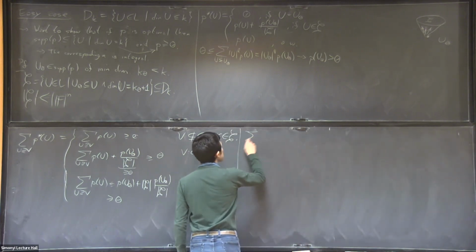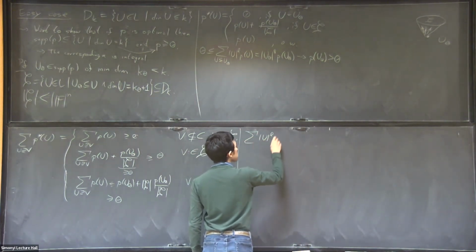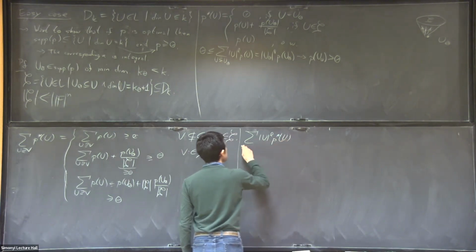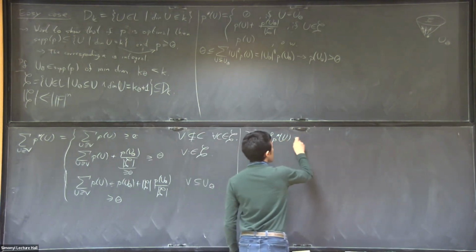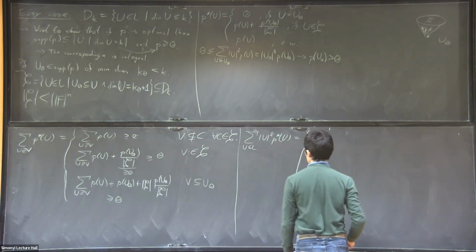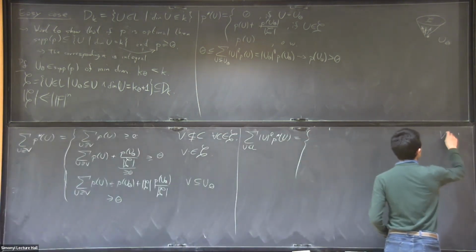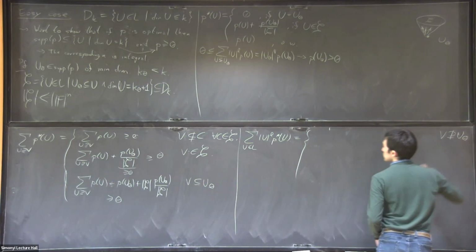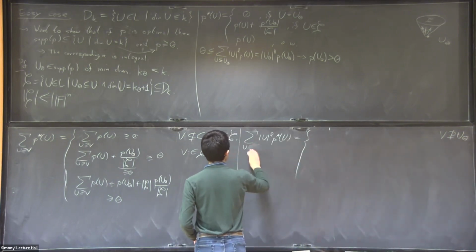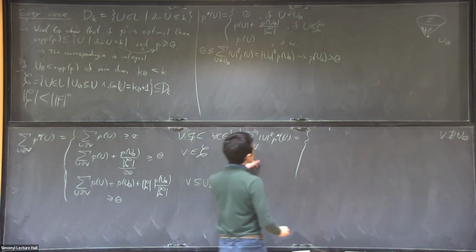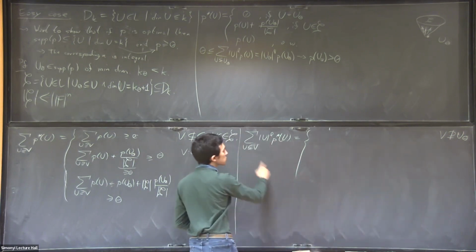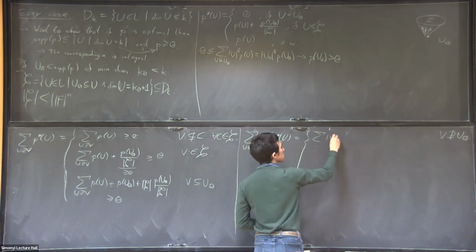The other one is the sum. Okay, so now let me see the cases again. The first case is V doesn't contain U0. Sorry, this is U contained. And then it doesn't change, right? Because if V doesn't contain U0, it doesn't change. This is a trivial case.